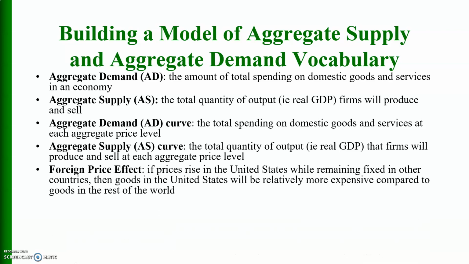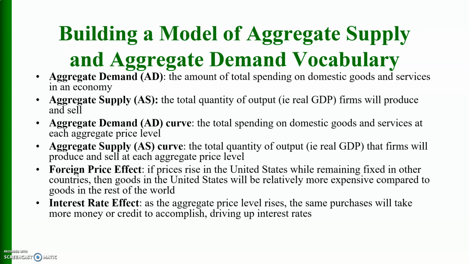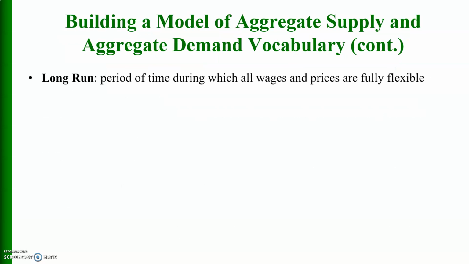Foreign price effect: if prices rise in one country while remaining fixed in other countries, then goods in that country will be relatively more expensive compared to goods in the rest of the world. Interest rate effect: as the aggregate price level rises, the same purchases will take more money or credit to accomplish, driving up interest rates.